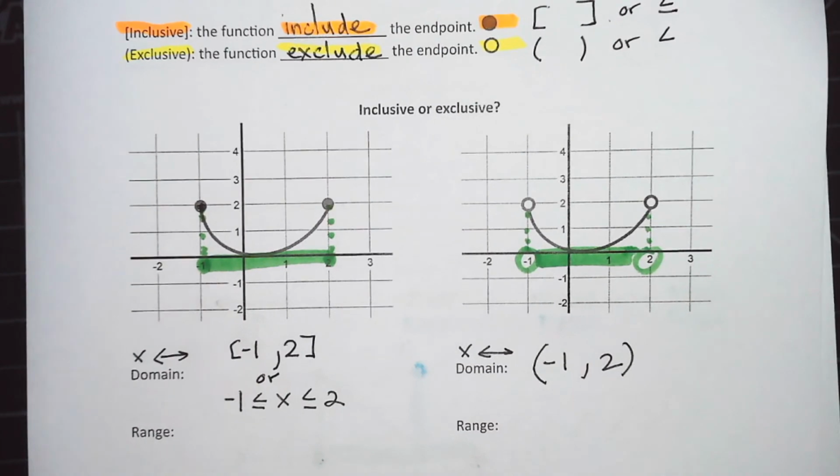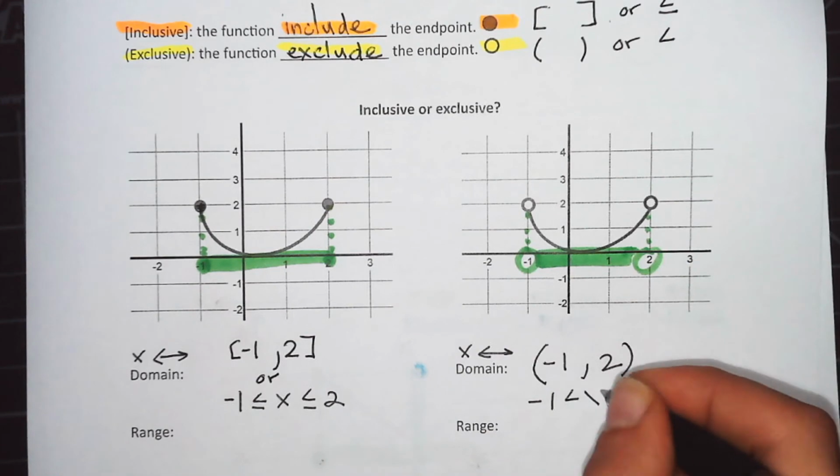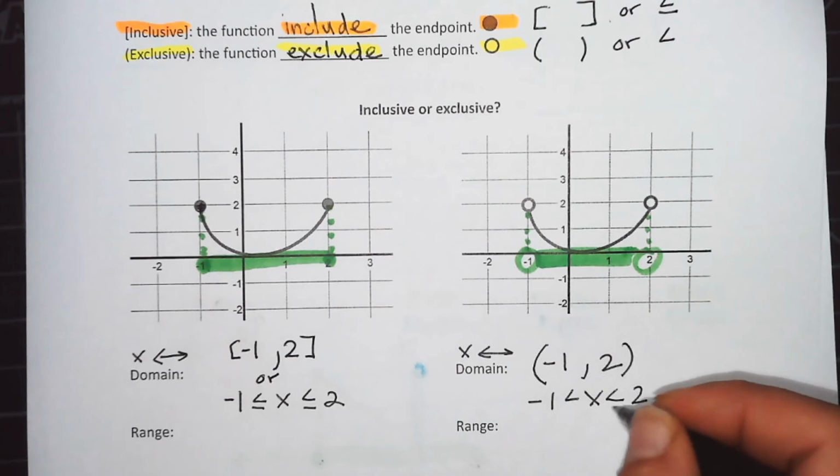And in our inequality notation, we'd say -1 is just less than x. Not or equal to, just less than. And x is less than 2, not equal to, just less than.